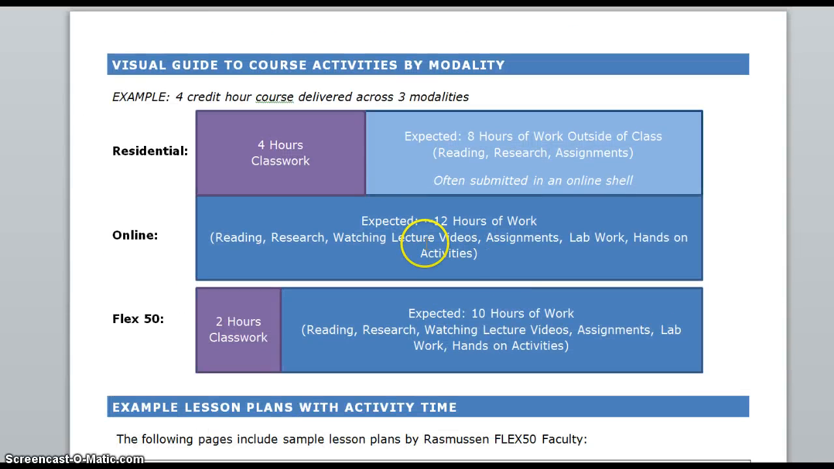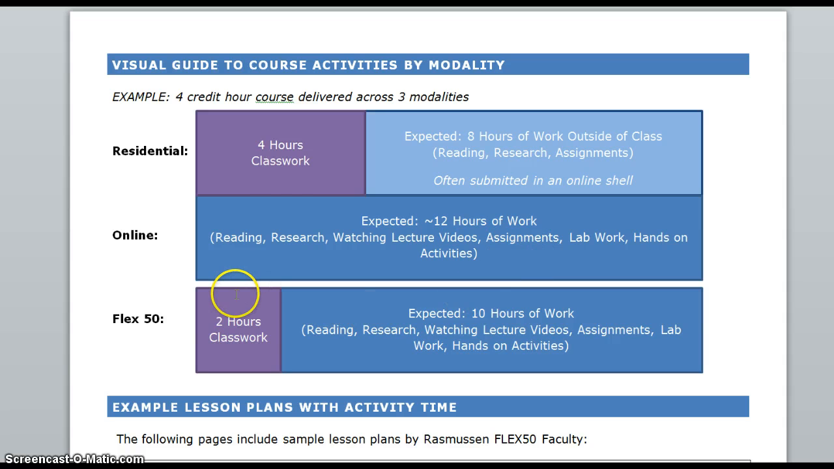This is just another easy way of breaking up the residential, online, or Flex 50 course and showing you in a more visual representation of where you'll be. So it's the same number of course hours. We have 12 hours total in a 4 credit class. So 4 hours on campus, 8 hours outside of class, so that 1 to 2 ratio. And online, everything is outside of a physical classroom.